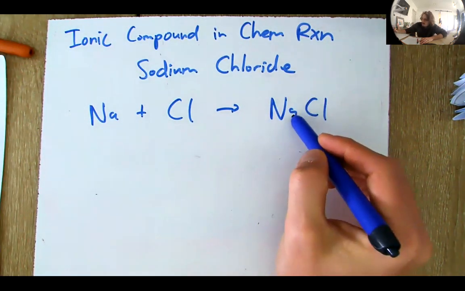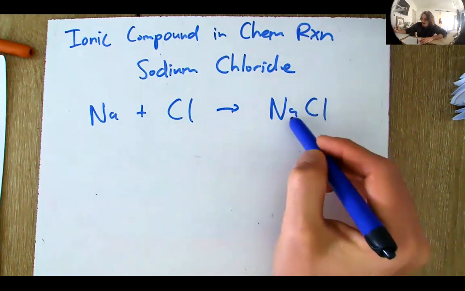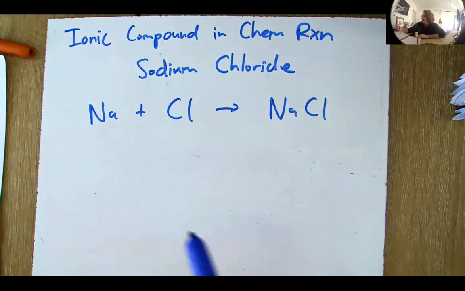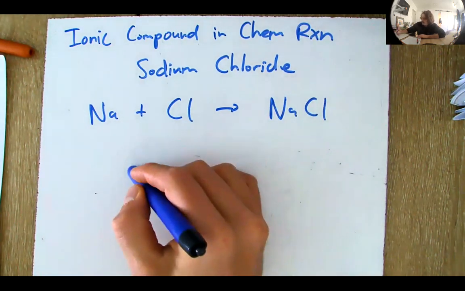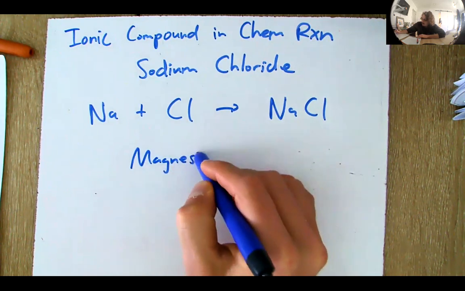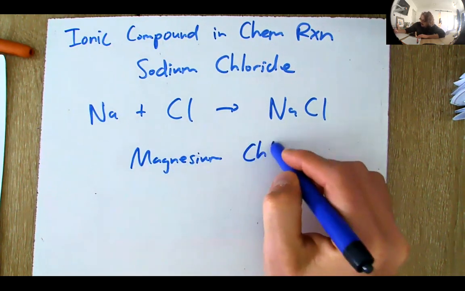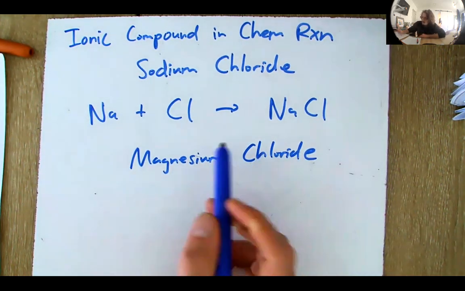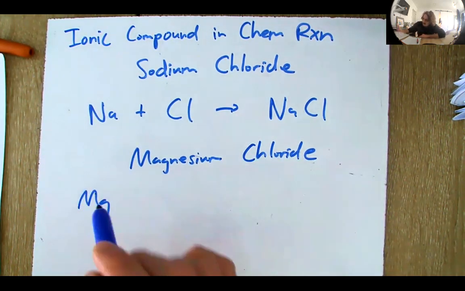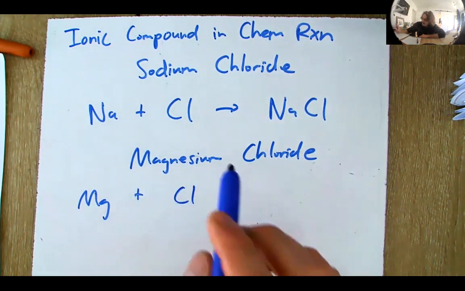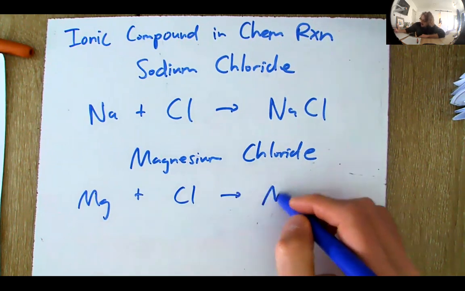That's an easy example of what to do. Because the charges on sodium and chlorine balance, you only need one of each. But what if we changed it to, let's say, magnesium chloride? Let's make a chemical reaction out of magnesium chloride. Well, you start the same. You write the element symbols, and they're reacting with each other. Magnesium reacting with chlorine gives magnesium chloride.